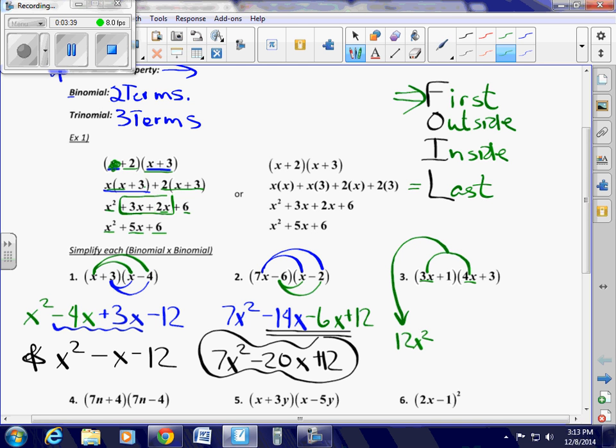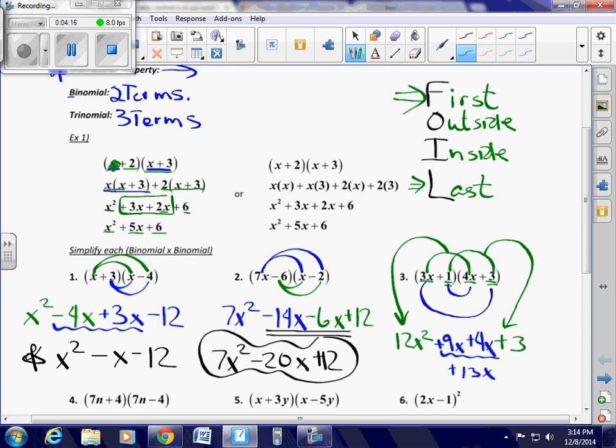And then the L being last, it would be the last term here times the last term here. 1 times 3 is positive 3. Now the outside terms means the 3x times the 3, and that would be plus 9x. And then the inside terms means the ones that are closest to each other, and that would be plus 1 times 4 is 4x. Again, these middle terms are going to be combined. That's a positive 13x. So your final answer would be 12x squared plus 13x plus 3.